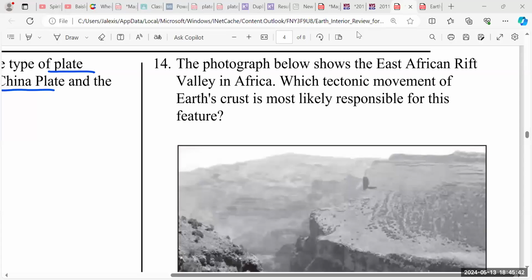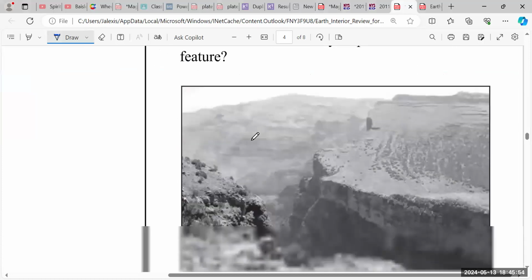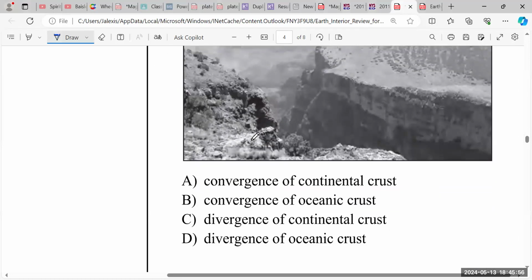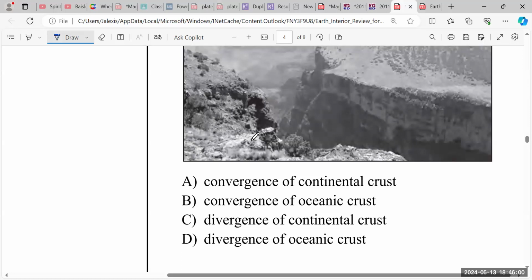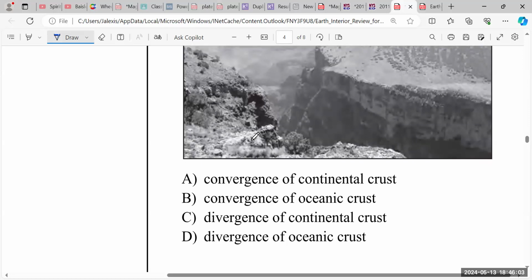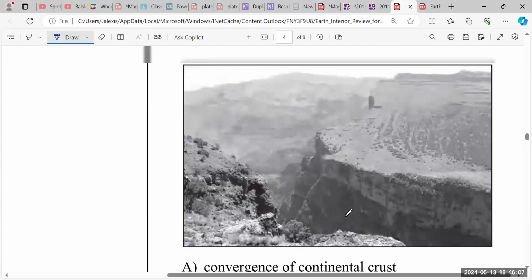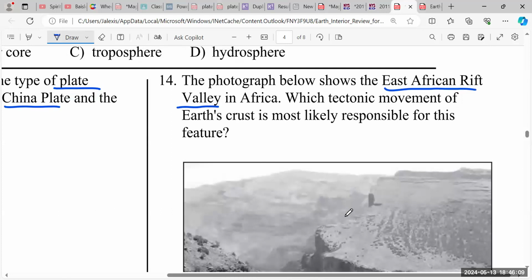All right, number 14. Number 14 says the photograph below shows the East African Rift Valley in Africa. Which tectonic movement in Earth's crust is most likely responsible for this feature? The choices are convergence of continental crust, convergence of oceanic crust, divergence of continental crust, and divergence of oceanic crust. Well, they're telling me that this is the East African Rift Valley.